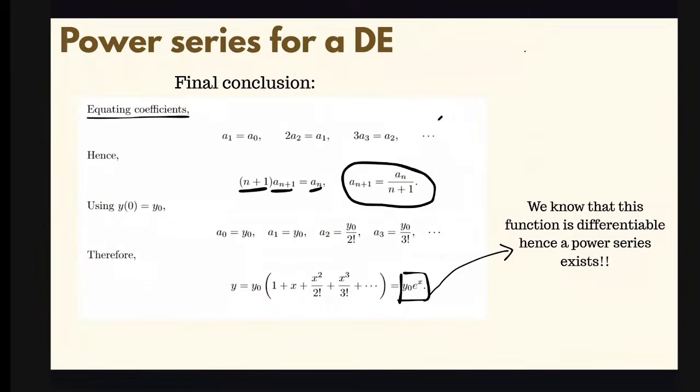So let's say we try to back substitute it. y naught e power x should be equal to the derivative of it, which is true. So we get this, and that means it is a proper solution for that. Okay, I hope this is clear for everyone.